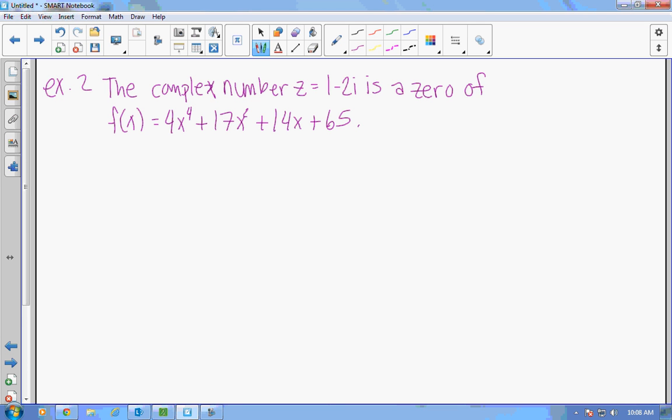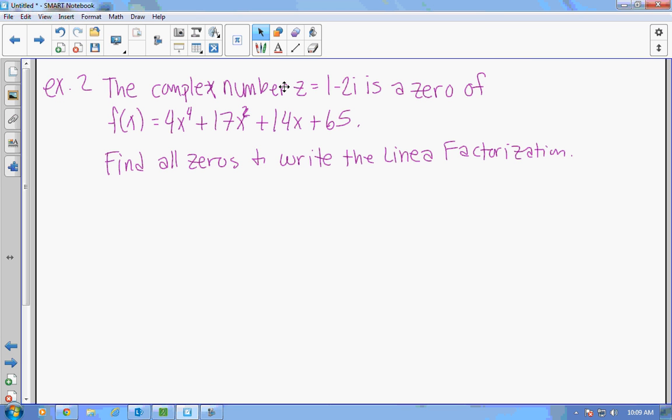So same directions for the rest. Find all zeros. Oh, we didn't write the linear factorization on the last one. We'll do it on this one. Okay, so it gives you a hint. It gives you a start, it tells you one of the zeros. Let's look at the graph, see if we can visually find another x-intercept.